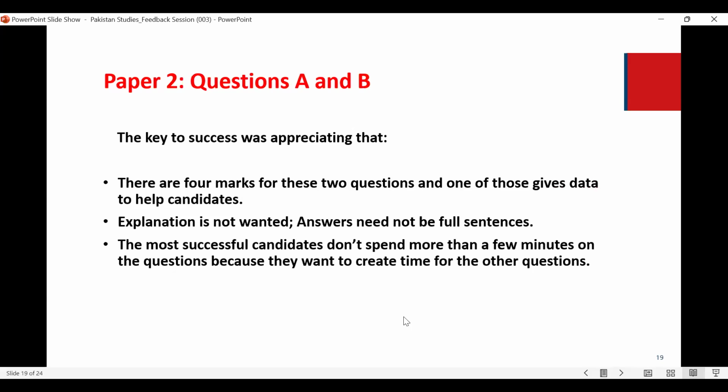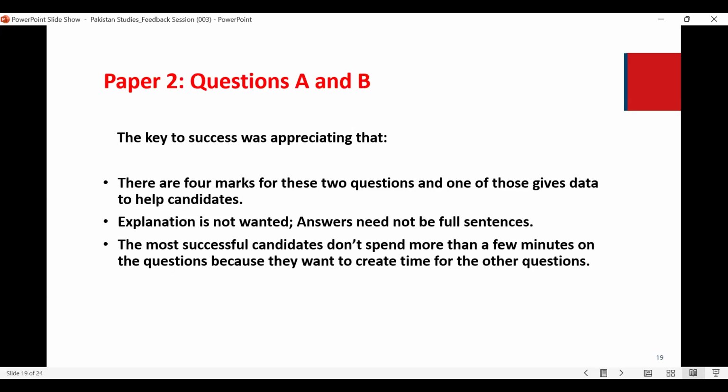So I've put questions A and B together, and the key to this is really to get it answered and move on. The key to success here is getting them to understand what the marks are for the 2 questions. One of them gives data that's going to help them, but they don't need to give an explanation. They don't need to be writing in full sentences. Get it answered, move on. That's really what they need to be doing with these questions.